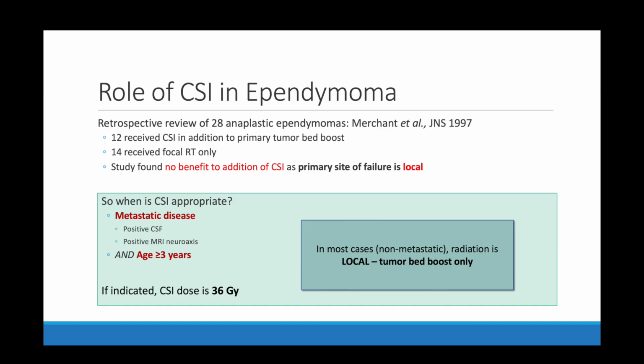So that leads to the question, when do we actually consider CSI? As we mentioned, if they have metastatic disease in the spine, so if they have positive CSF cytology, or if their MRI of the neuroaxis shows disease elsewhere in the spine, that is when we would consider CSI. We also know that patients that are less than 3 years old have very rough side effects related to CSI that probably compromise their quality of life worse than any benefit from the treatment. And so we typically do not ever deliver CSI to patients that are younger than 3 years old. For patients that are older than 3 years old, and if they have metastatic disease, that is when we would consider CSI for ependymoma. And if indicated, the dose is 36 gray. But keep in mind, most of the cases of ependymoma are going to be non-metastatic, and radiation is going to be local, so we only boost the tumor bed.